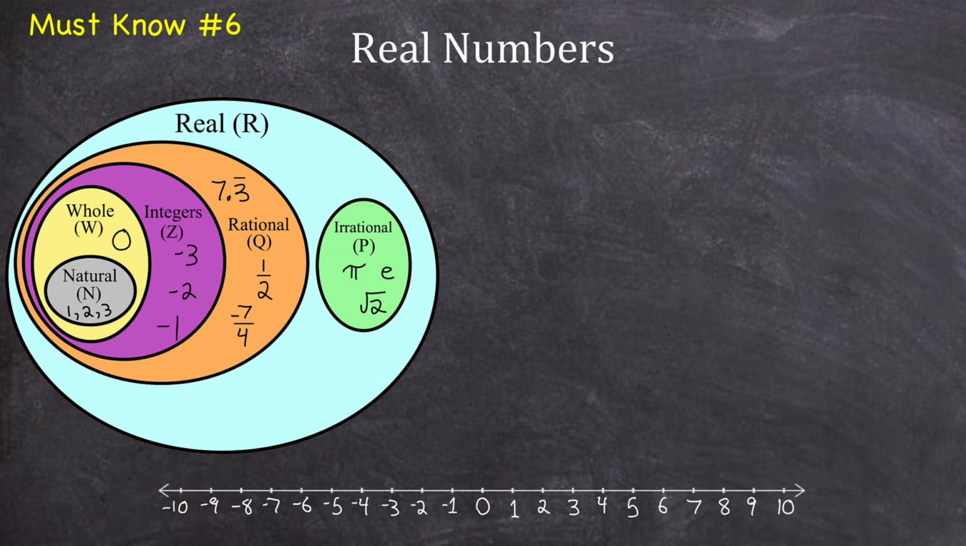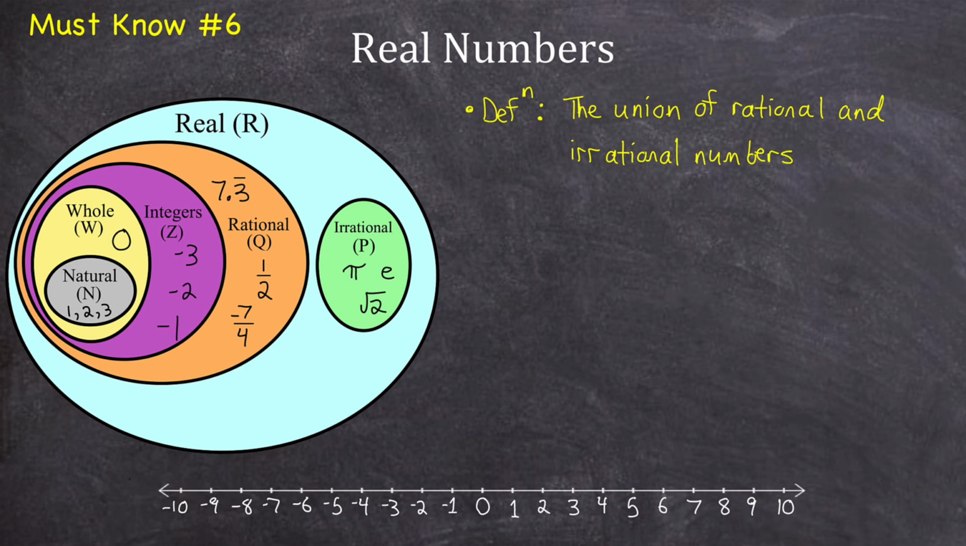Must-know set number 6, the set of real numbers. The definition for this set is that it is the union of the rational and irrational numbers. So if we were to make a set that combines all of the rational numbers and all of the irrational numbers, we would have the set of numbers called the real numbers. And in set notation, we can write the union of those two sets.